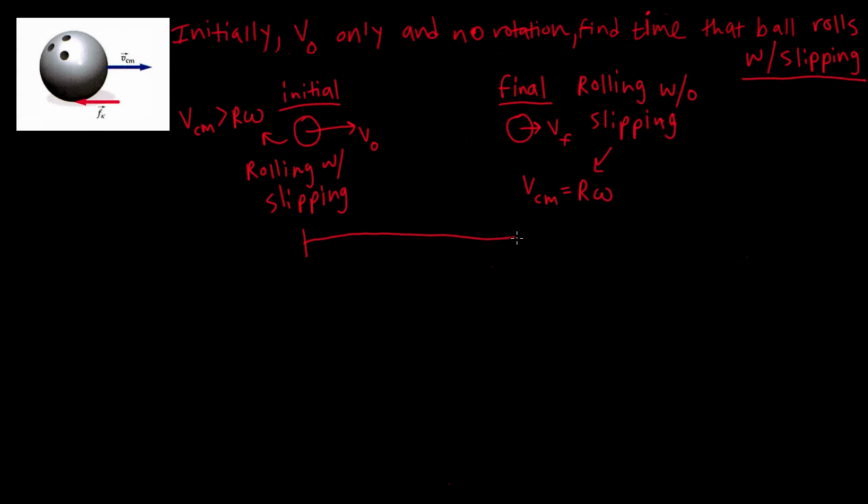And what I want to find right here is how long it takes for the object to go from its initial state of rolling with slipping to its final state of rolling without slipping. Or in other words, how long does it take to go from the initial to the final state? That's what I want to find: that amount of time, t.